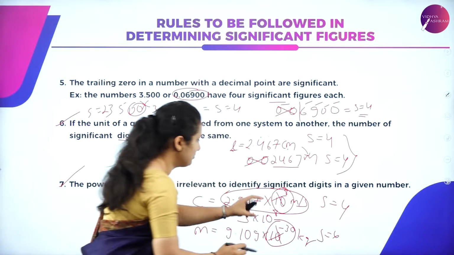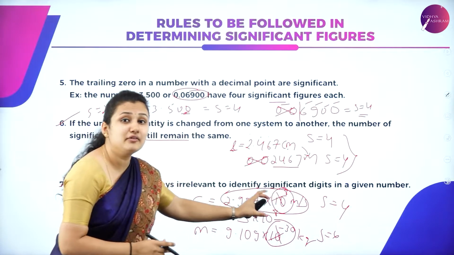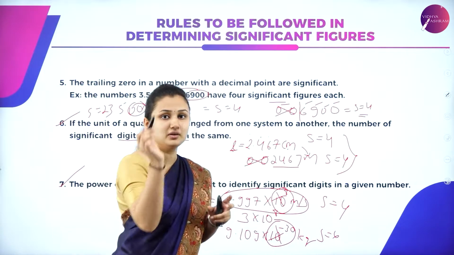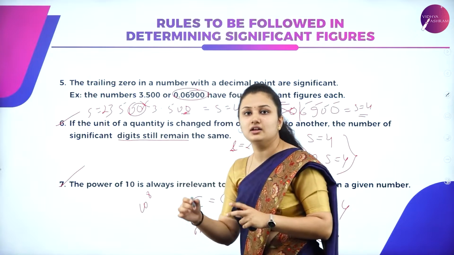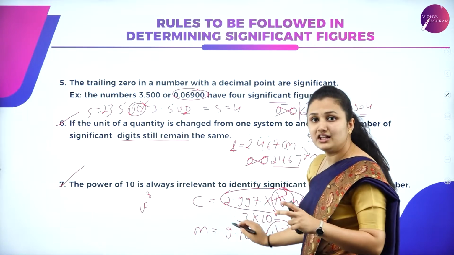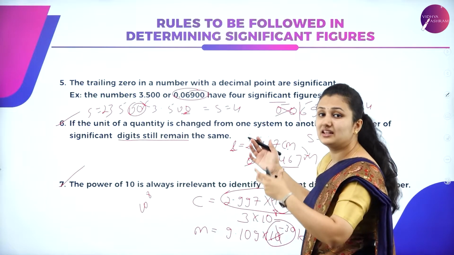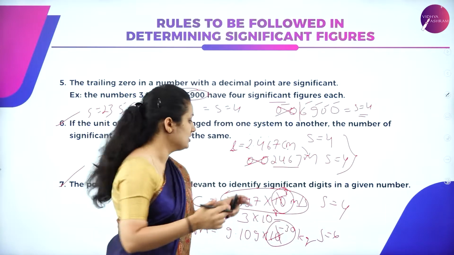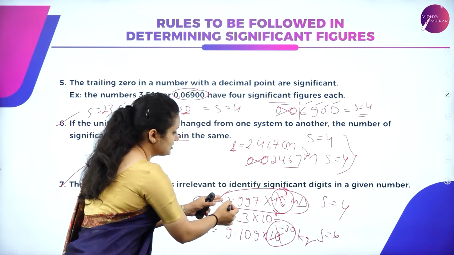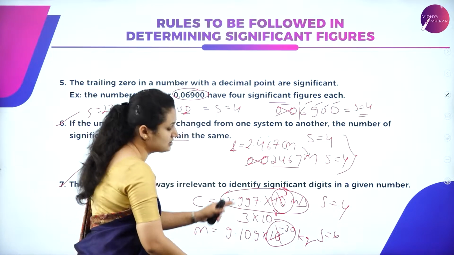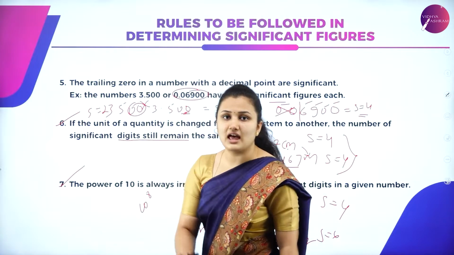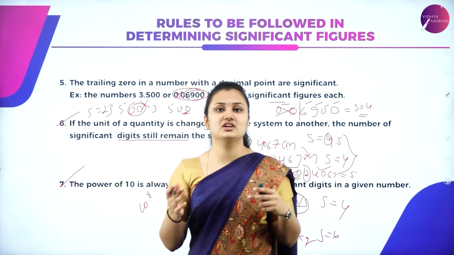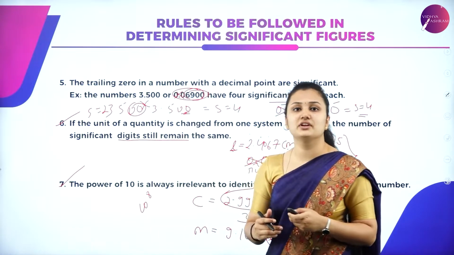So this power of something is irrelevant for me to write my significant figures in the given number, whether it is the given mass or the velocity of light or whatever value that has a power of something. Apart from that, the number is 4 and the significant figure count is 4 here. So these are the 7 rules followed when you write the significant figures.